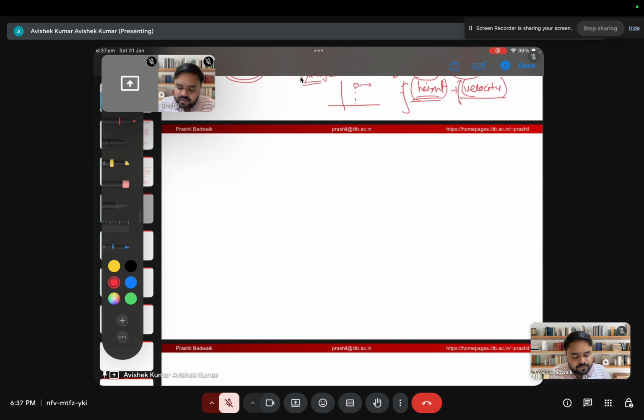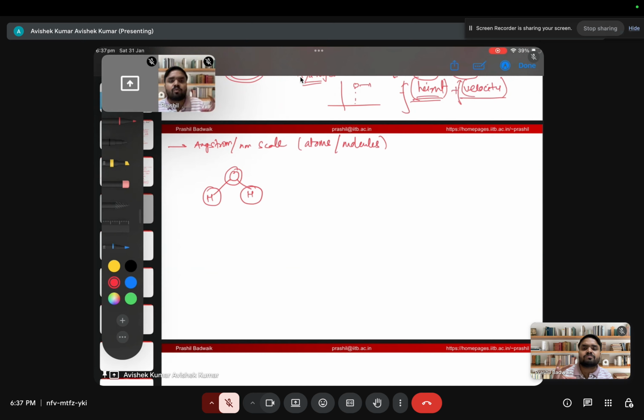So here we will be studying the systems at the angstrom or nanometer scale, where we have atoms or molecules, correct? For example, if I draw water, H2O, this is my molecule, right? Similar to that, there will be n number of molecules which will be interacting among themselves, and because of which you will get the energy of the system, correct?